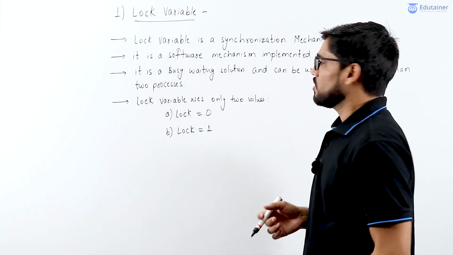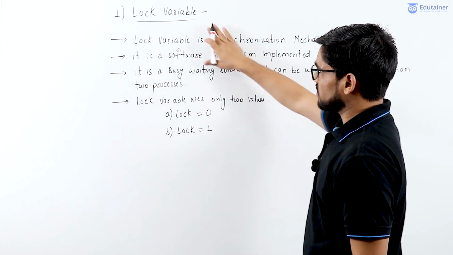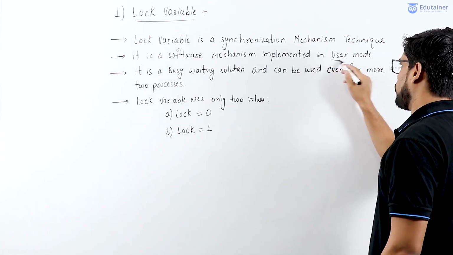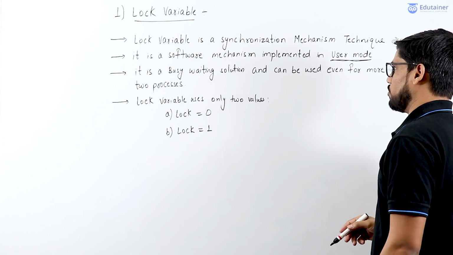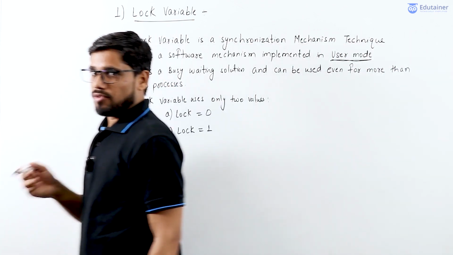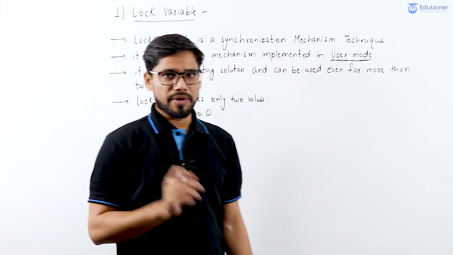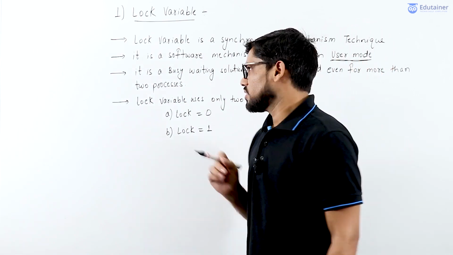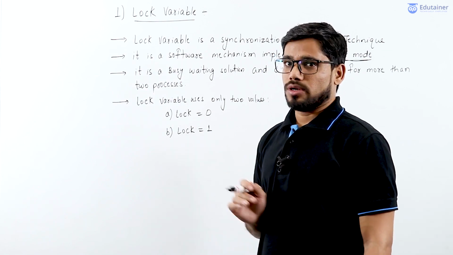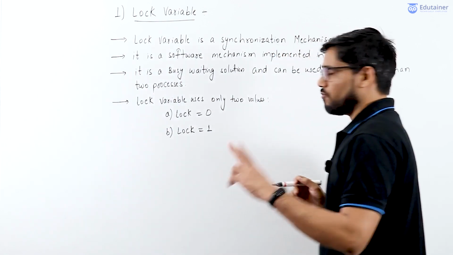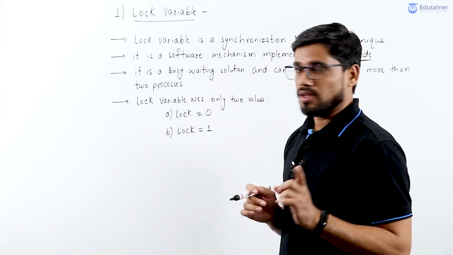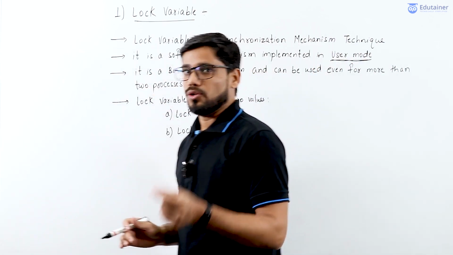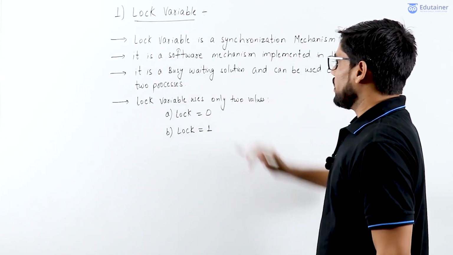So for that purpose we need to provide a solution, and here it is the first solution, and it is a software mechanism implemented in user mode. The important point about this solution is that it is implemented in user mode. If any synchronization mechanism solution is implemented in user mode, that means it does not depend on the hardware. So we can say that from this point it is architectural neutral, or portable. From the four requirements of the synchronization mechanism technique, this particular solution passes one requirement, which is architectural neutrality or portability.